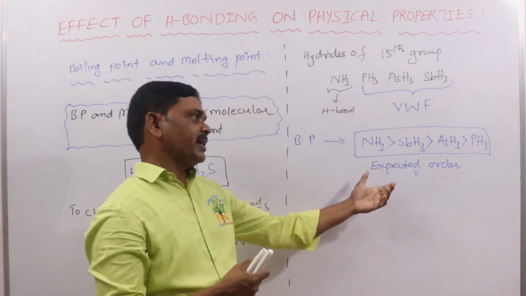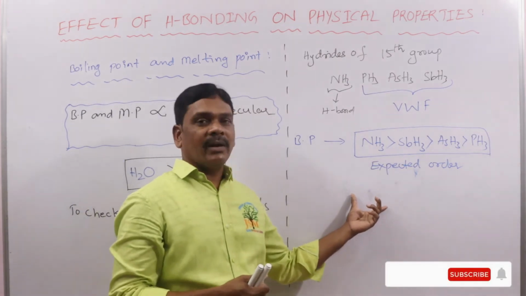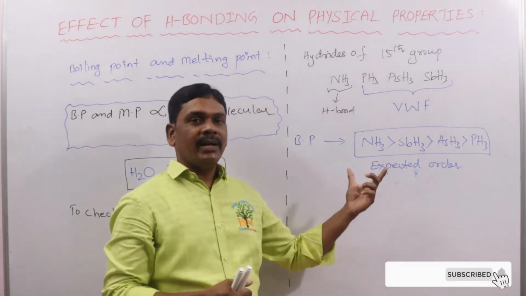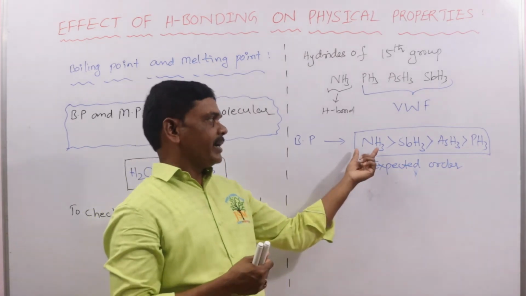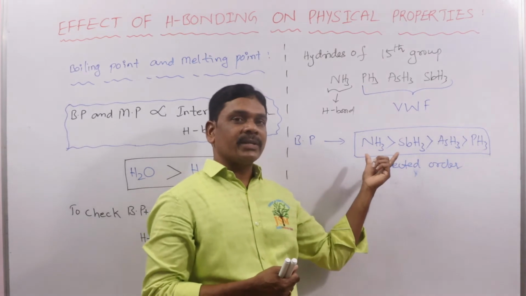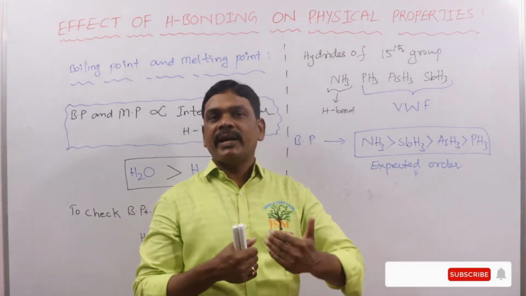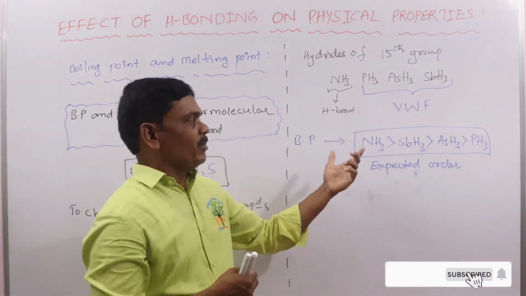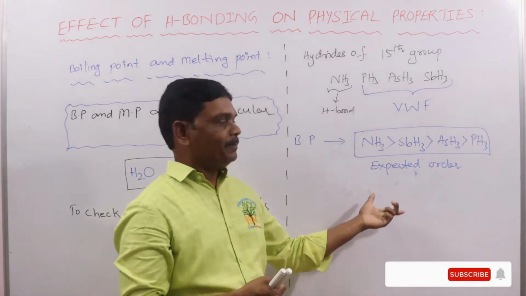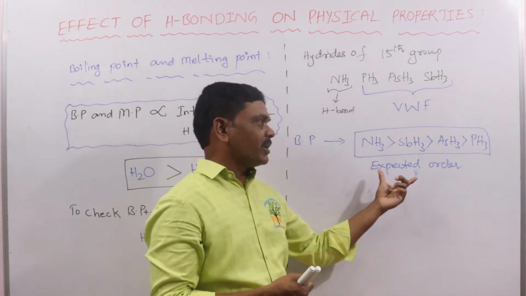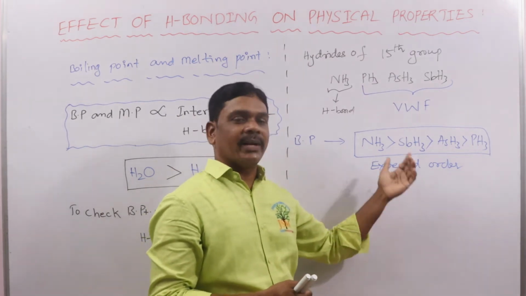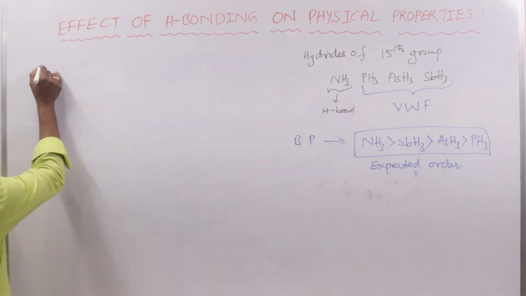So what is the actual order? The actual order is based on an experimental phenomenon, and that is the beauty of ammonia: flipping of ammonia takes place. Due to that, whatever order I wrote is only the expected order, which is different from the actual order.